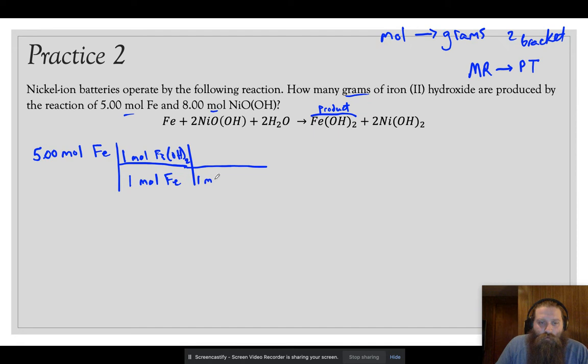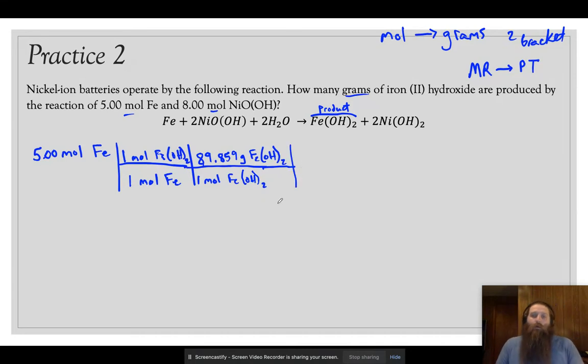And we need to know mass. So 1 mole of Fe(OH)2, and we looked that up on the periodic table. Add 1 iron, 2 oxygens, and 2 hydrogens, and we get 89.859 grams of Fe(OH)2. So I only need 2 brackets in this problem because I'm just going moles to grams. There's my first one. We're going to go ahead and set up the other one.